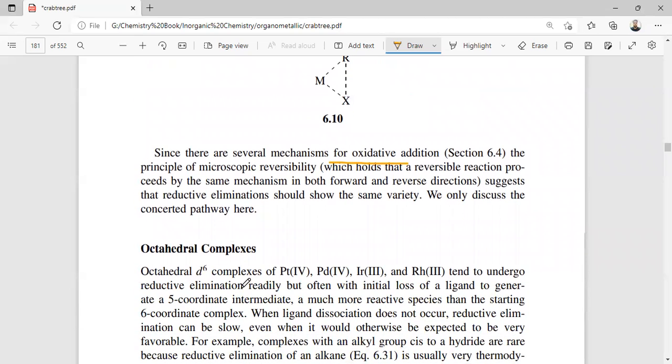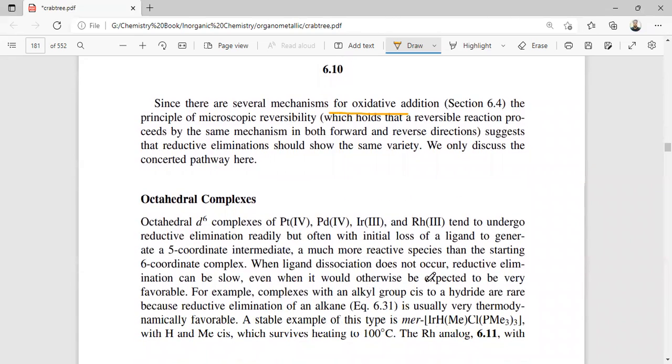Octahedral d6 complexes like platinum 4, rhodium 4, iridium 3, rhodium 3 tend to undergo reductive elimination readily, but with the essential loss of a ligand, we generate a 5-coordinate intermediate, a much more reactive species than the starting 6-coordinate, 18-electron complex. So when ligand dissociation does not occur, reductive elimination can be slow, even when it is otherwise expected to be very favorable.